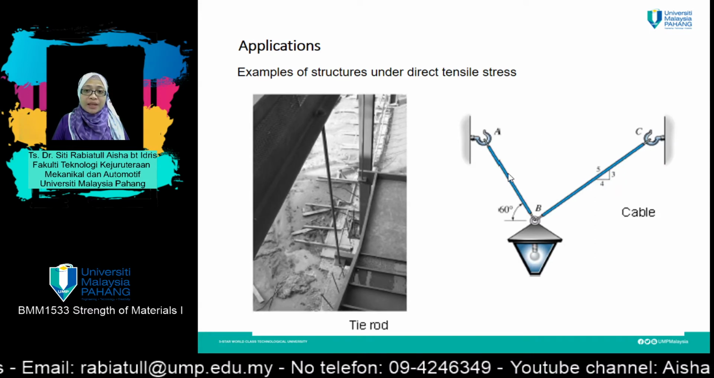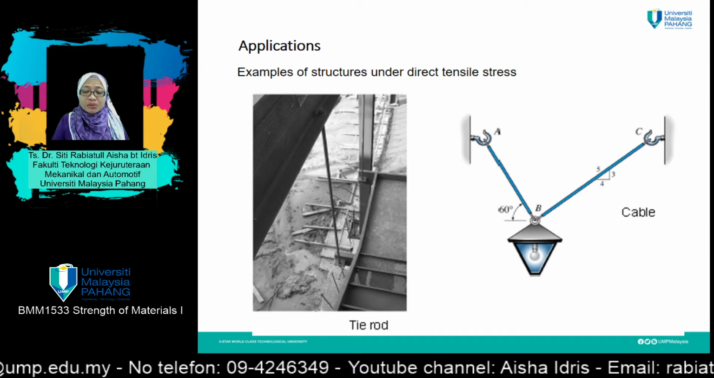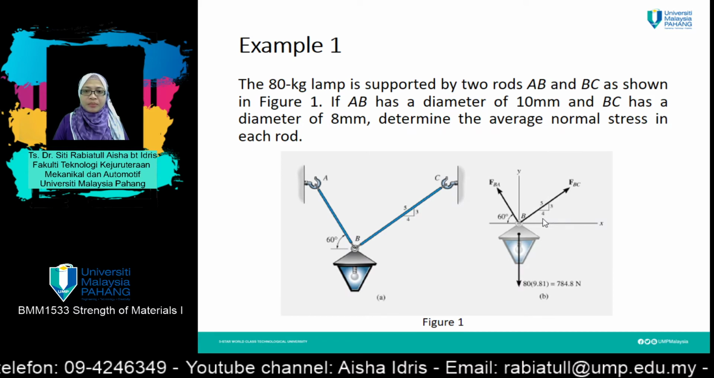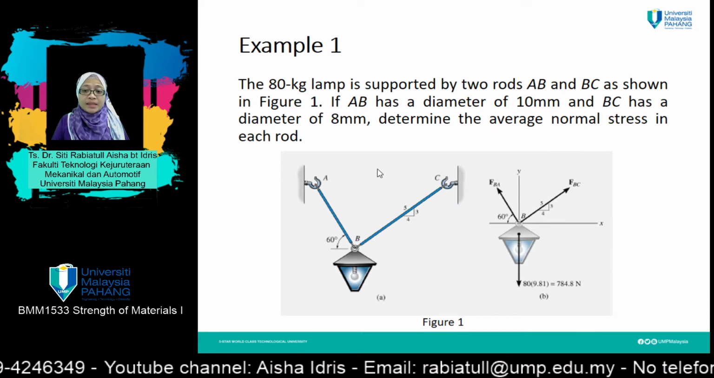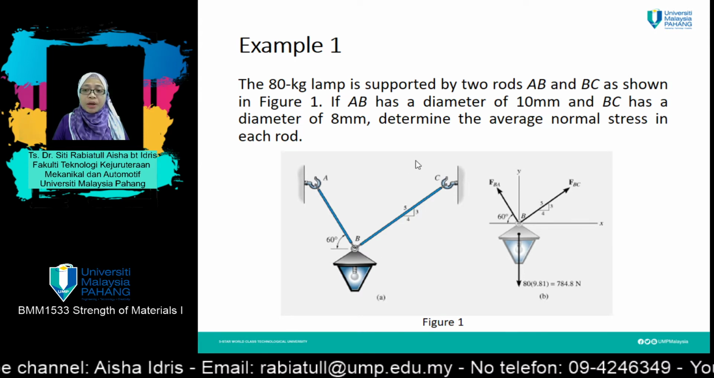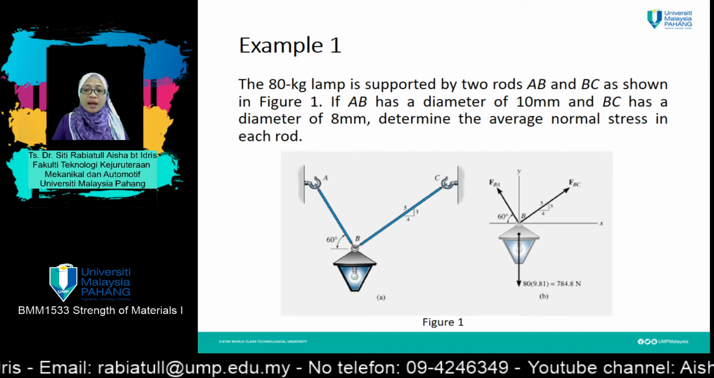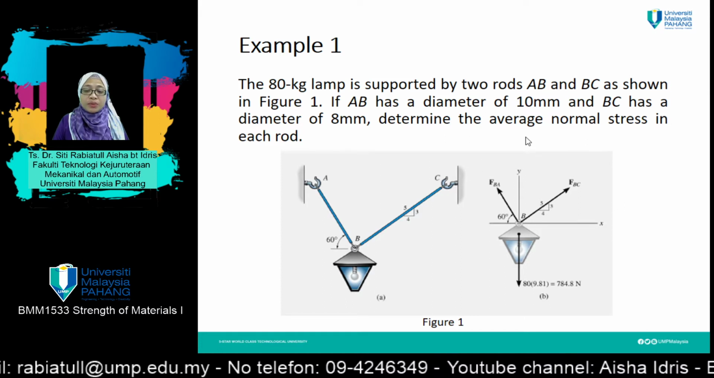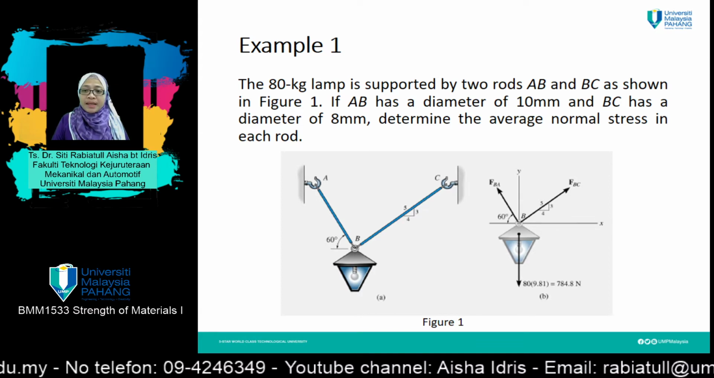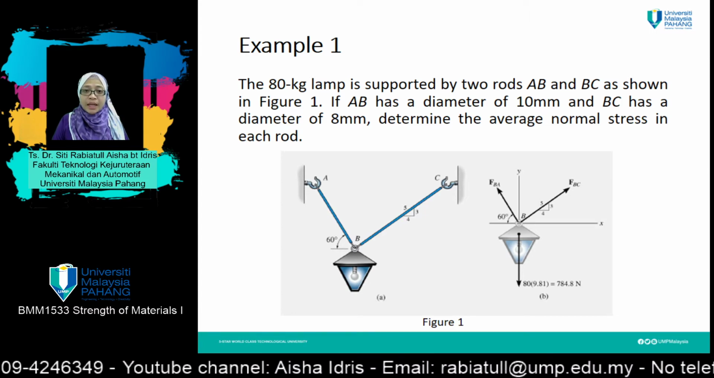Now let's look at other applications or structures under direct tensile stress, for example, a cable. Looking at this cable, the question given is that this 80 kilogram lamp is supported by 2 rods AB and BC as shown in figure 1. The question asks you to find the average normal stress in each rod. The diameter is given: for BC it is 8 mm and for AB it is 10 mm.